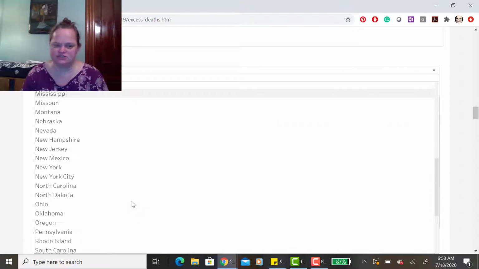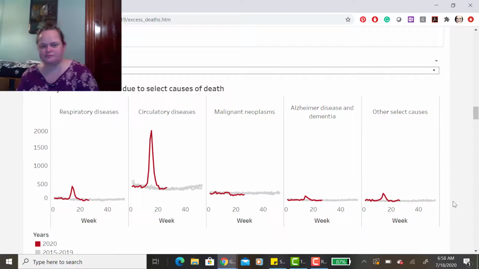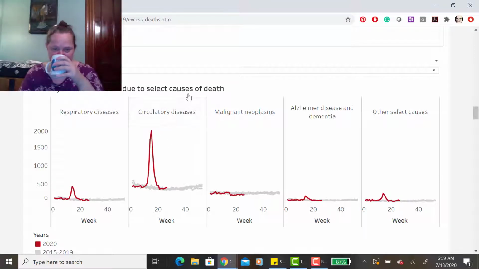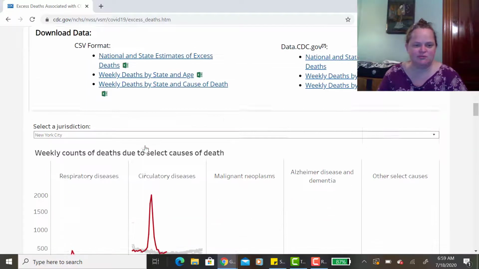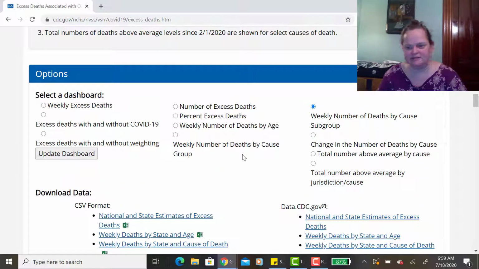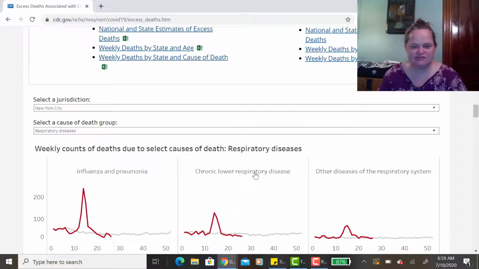And again, I'm just going to do New York City for this one. Circulatory diseases, there's a little bump for Alzheimer's and other causes, but really the circulatory diseases. So that's heart disease. But notice there wasn't malignant neoplasms, as in cancer. We're not seeing any, it's normal levels for cancer deaths. And some little spike in respiratory diseases. So let's update weekly by subcause.